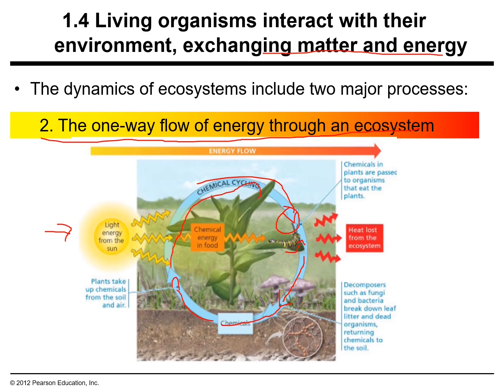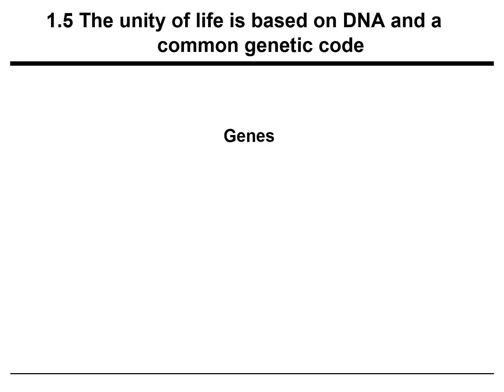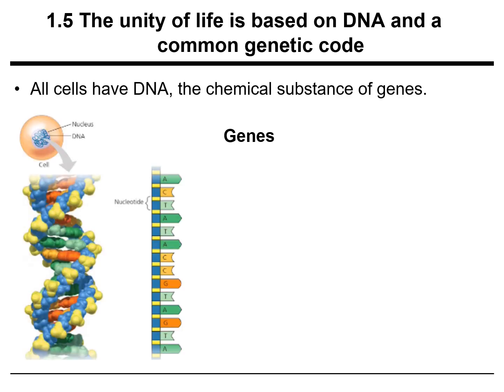However, in each step of this that is taking place here, you are losing energy. So in terms of heat, heat is lost from the ecosystem, so we're losing energy. So for that reason, there is only one way of flow of energy through an ecosystem. And this is a summary of maybe what you studied in high school.